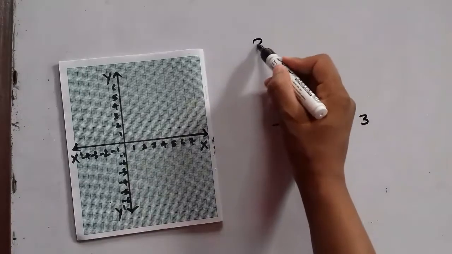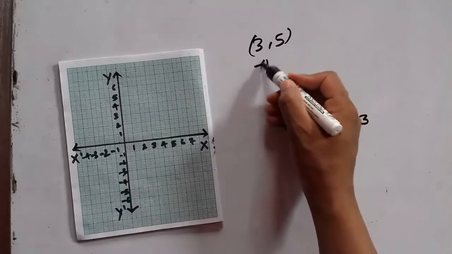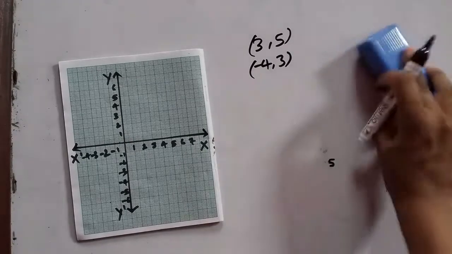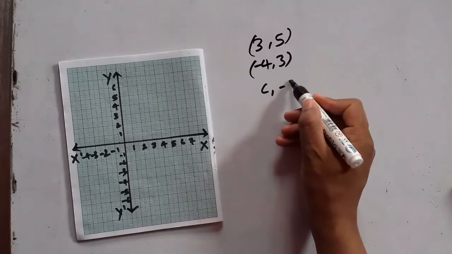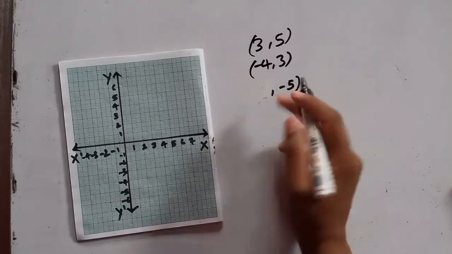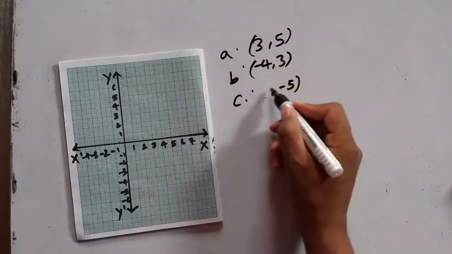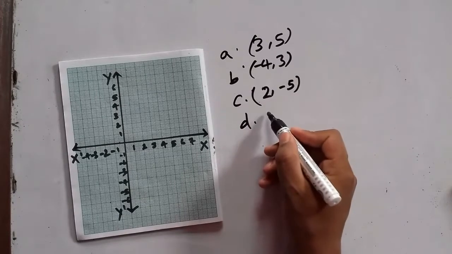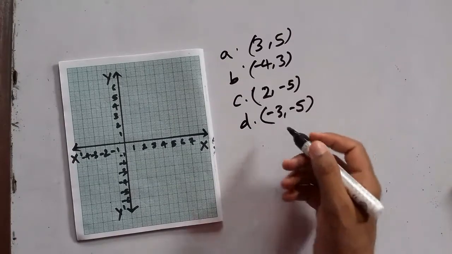The first point that we have to plot is A (3, 5). Another is B (-4, 3). Another is C (2, -5), and D is (-3, -5).